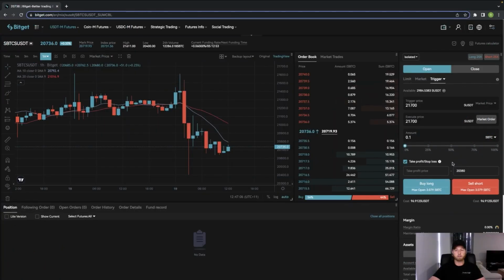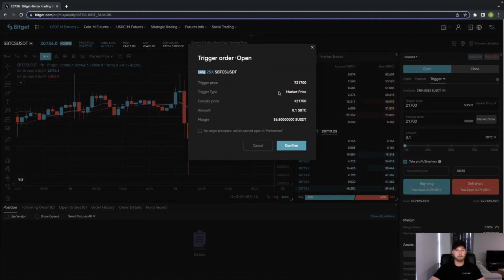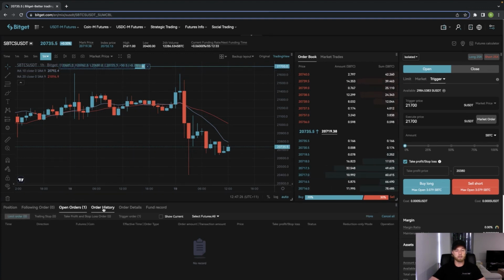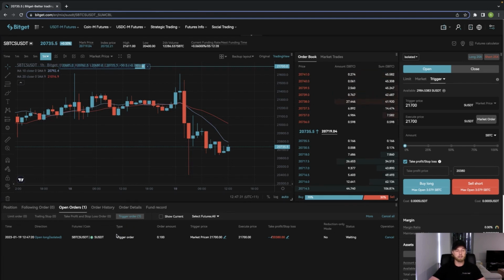So once we have our stop loss placed in, we select buy long and we get a summary page. So our trigger price 21,700, execute price 21,700, the amount of Bitcoin that we're buying, and the margin allocated to this position. Now you can see on the chart that our order is placed, and down here under open orders and trigger orders, you can see our open order for 0.1 Bitcoin at 21,700 is placed, and our stop loss is also ready to go at 21,380. Now this won't get placed until we are triggered and entered into that trade, so it won't show on the chart until we are entered.